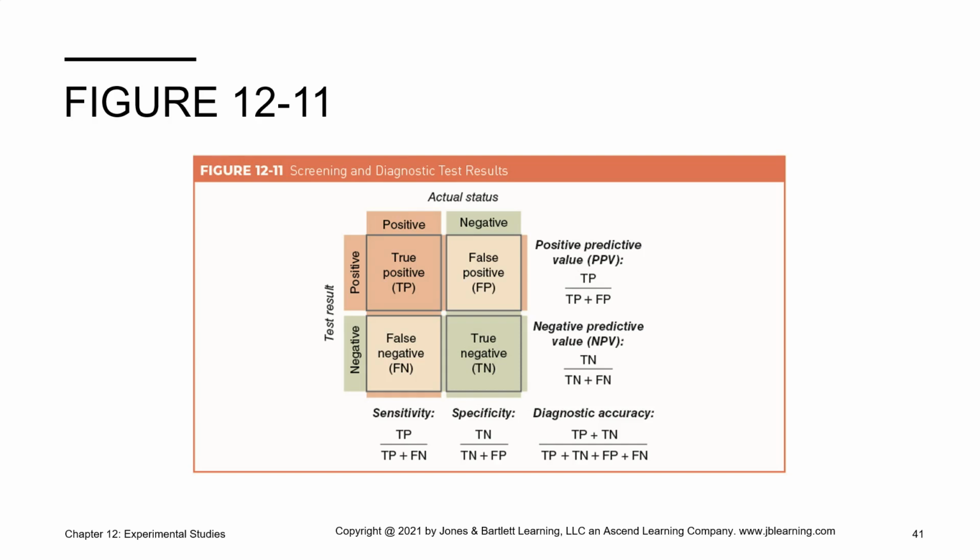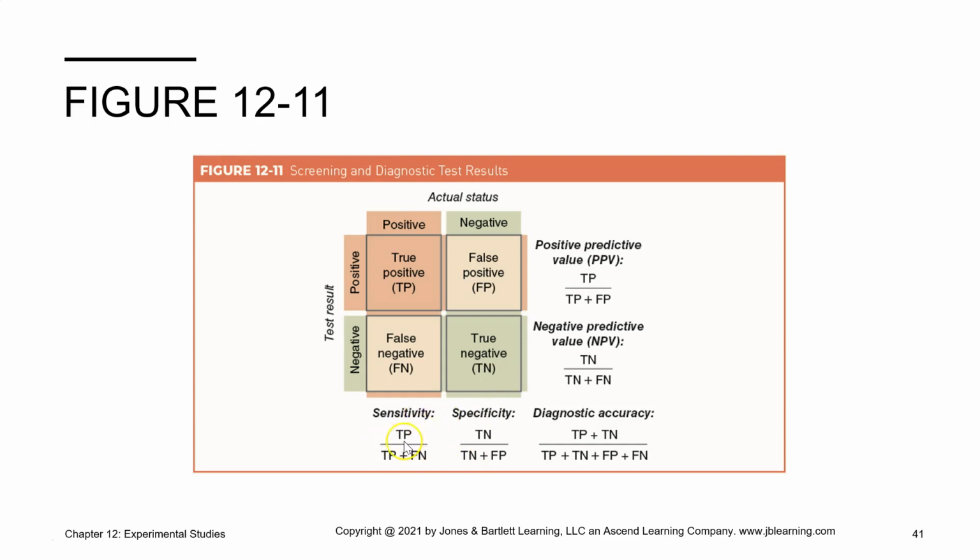So figure 12.11 goes over the calculations for each of these and has the actual status on the top. So this is through the reference standard, then your test results here. Those that are positive on the new test and the reference standard are the true positives. Those that test negative on the new test but test positive on the reference standard are the false negatives. Then we have false positives that are positive on the new test but negative on the reference standard. And then the true negatives are those that are negative on both.